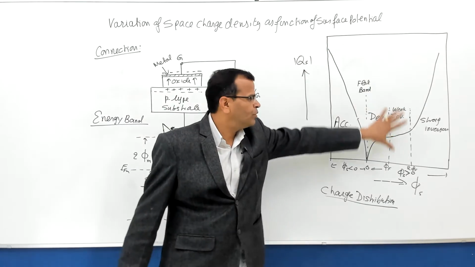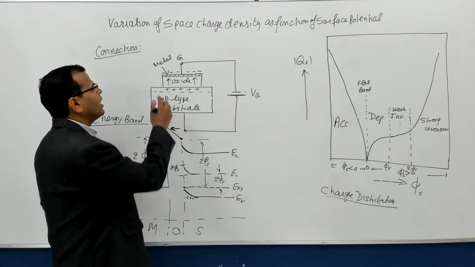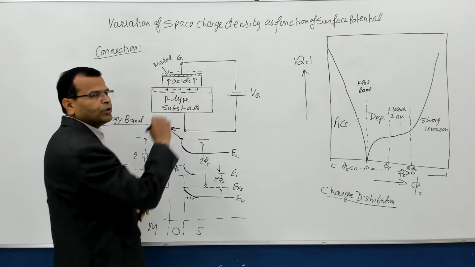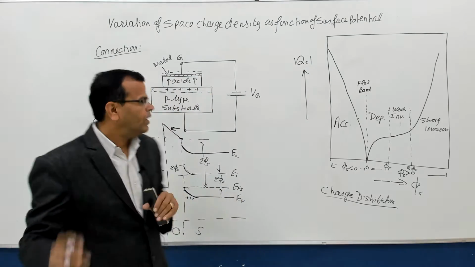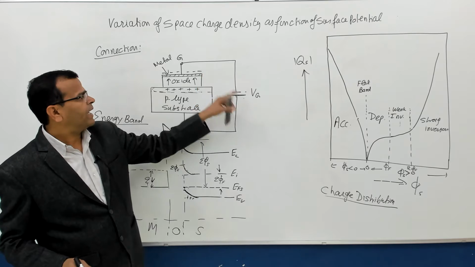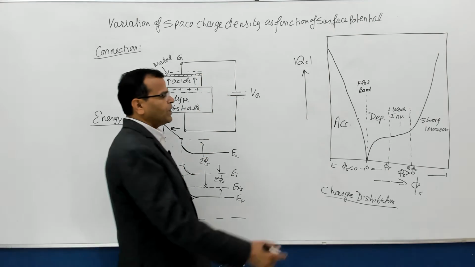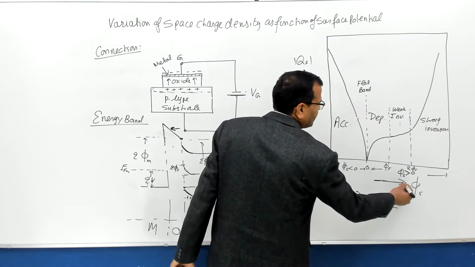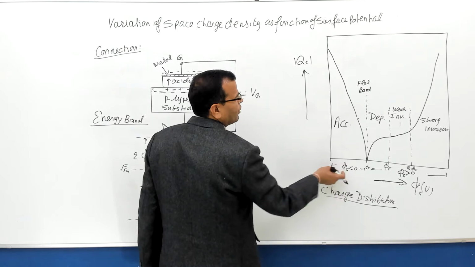This is the charge distribution in the MOS capacitor. Charge distribution where? Charge distribution in this region, that is the depletion region. So it is positive here. Charge is positive, number one. Number two, what is the surface potential? You are applying negative gate voltage. Surface potential here is negative. This x-axis is surface potential in volts. So surface potential is less than zero for this region.